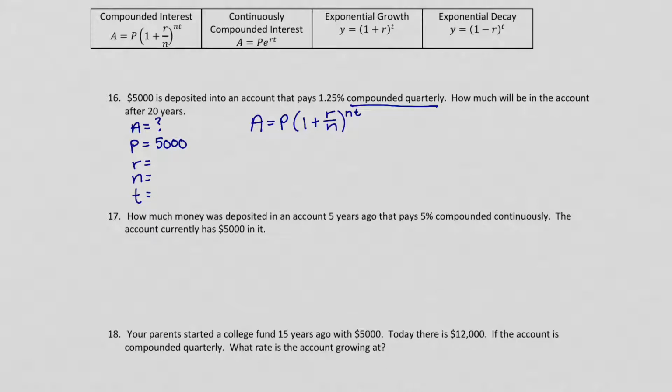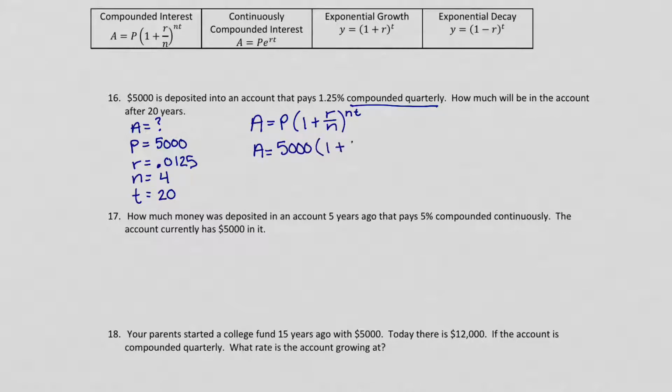The R is the rate, which is 1.25%, but we have to write it as a decimal. So you move the decimal to the left two places, so it's 0.0125. N is the number of times it is compounded within a year, and quarterly means 4 times a year. And then T is our time frame, which is 20 years. So I plug in what I know. I do not know A. I know P was 5,000.